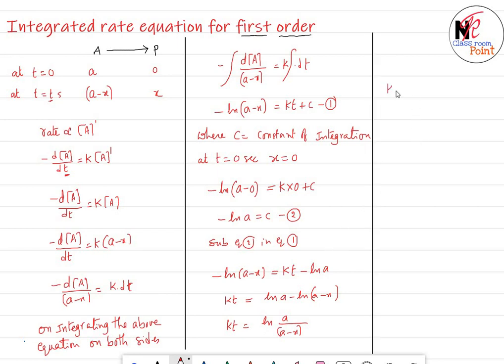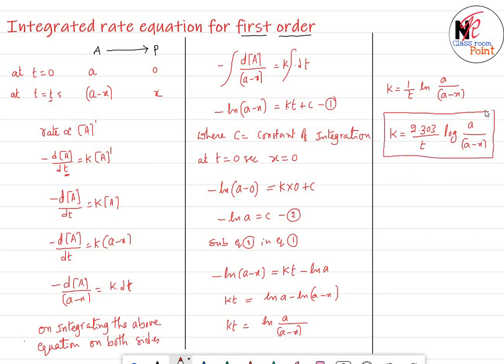Here we can write k equals 1 by t into log a divided by a minus x. Now let's try to convert this base e logarithm into base 10 logarithm. For that conversion we need to multiply the right-hand side of the equation with 2.303. So k equals 2.303 divided by t into log a divided by a minus x. This is the integrated rate constant derivation for the first order reaction.